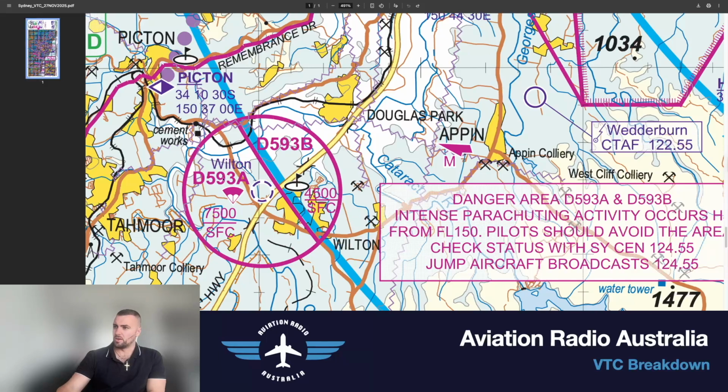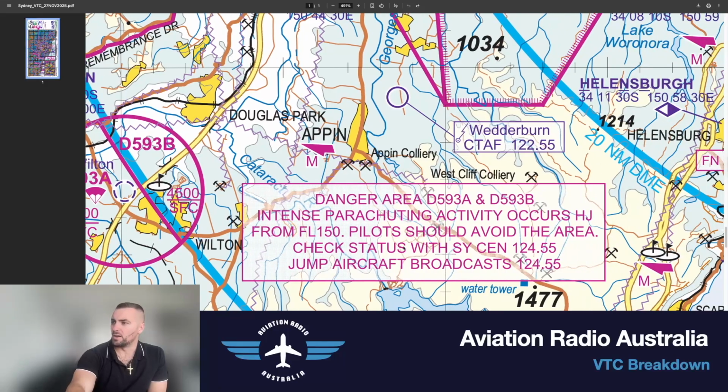We have a little skydiving symbol here, which is also on the legend, or a parachute symbol I should say. And over to the right here, we have a box telling us exactly what's going on in that danger area. It says intense parachuting activity.